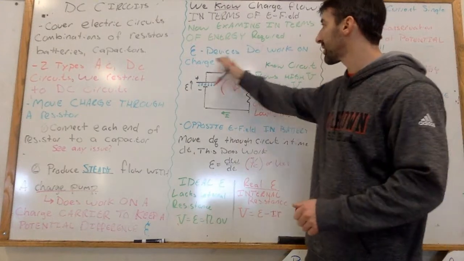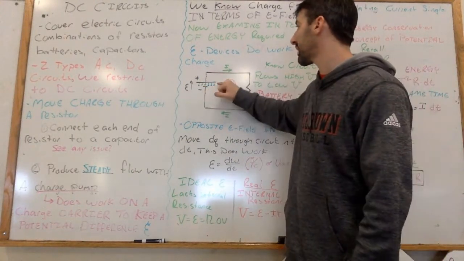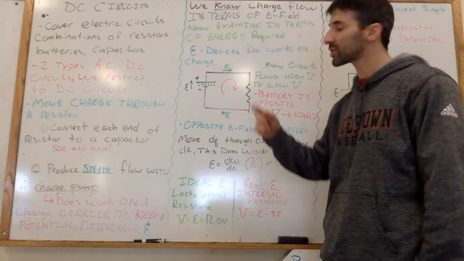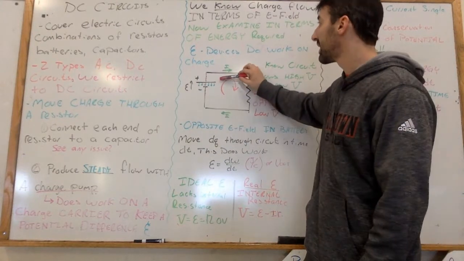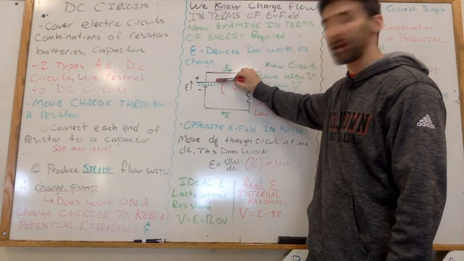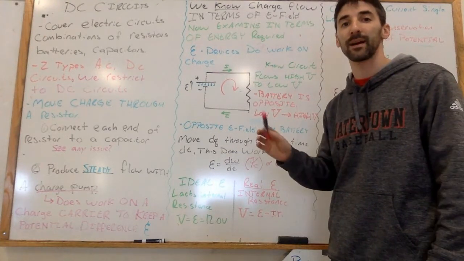Now here I have everything drawn in a very simple single loop circuit. I have a battery, and you might notice these arrows. I drew an electric field inside my battery, the top plate and the bottom of my battery, the positive and the negative. And we know an electric field goes from positive to negative. So there's a small electric field that exists inside that battery.